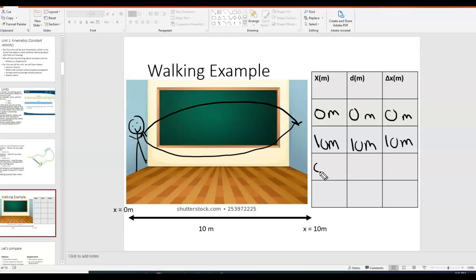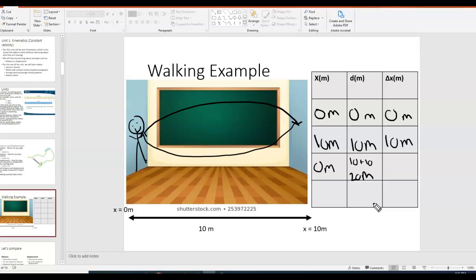Well, if I'm back at where I started, imagine walking to the left on a number line. I'm now back at x equals 0 meters. I'm back at where I started. What distance have I traveled? Well, I walked 10 meters to the right side of the room, and then I walked another 10 meters back to the left side of the room. So my distance traveled is going to be 10 plus 10, which is 20 meters. That's how far I travel, from beginning to end, 20 meters.